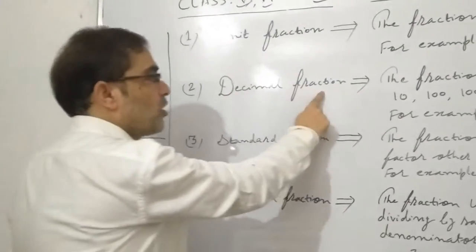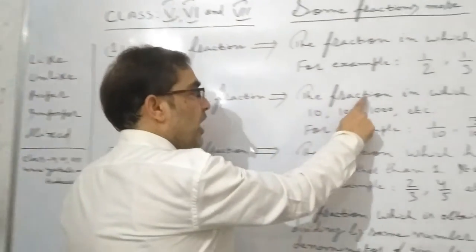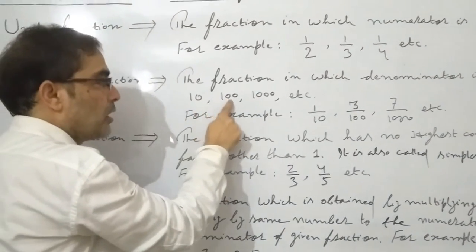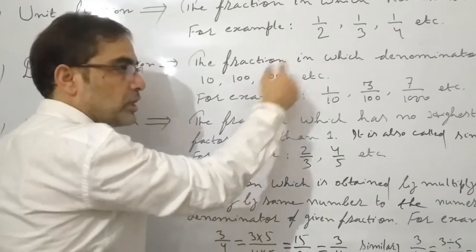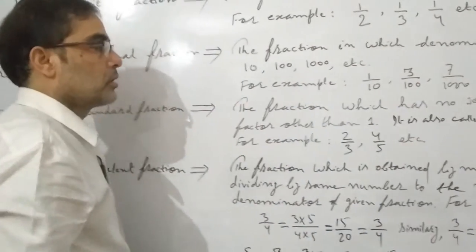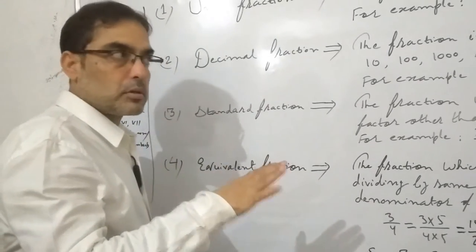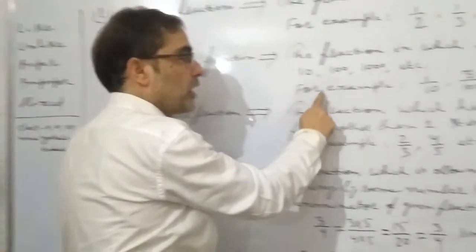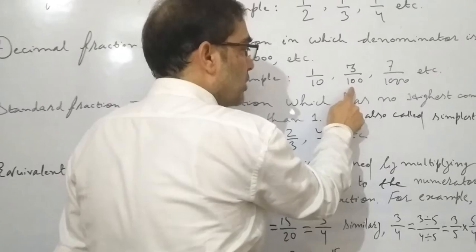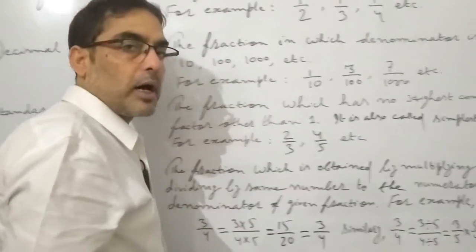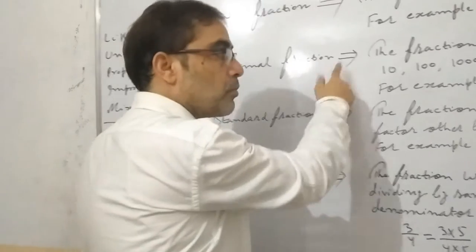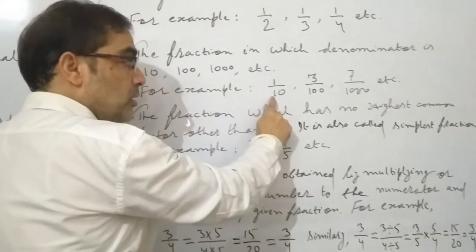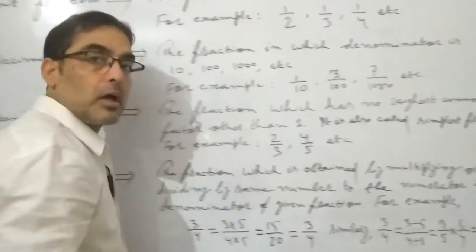Now let's know decimal fraction. The fraction in which denominator is 10, 100, 1000, 10,000, etc. will be called decimal fraction. For example, 1 by 10, 3 by 10, 7 by 1000, etc. are the examples of decimal fraction, because here you are seeing that the denominator is 10, 100, 1000, etc.